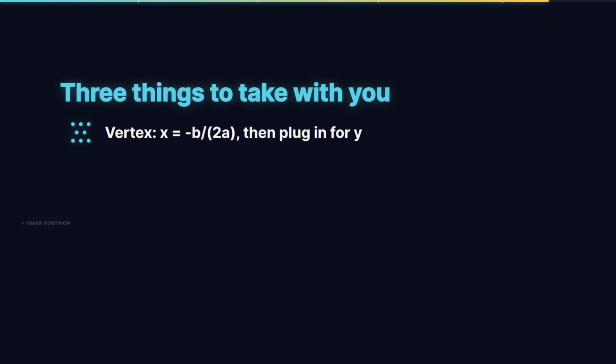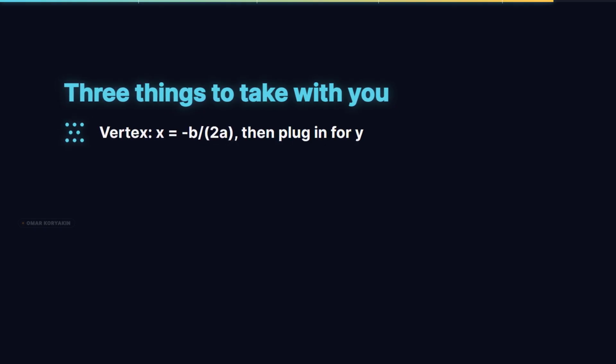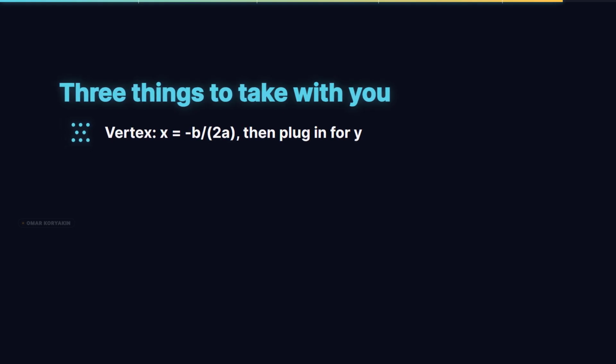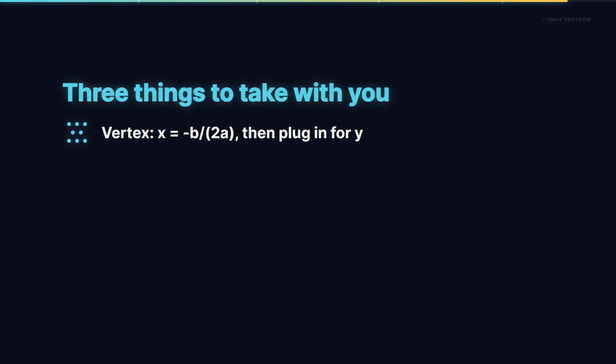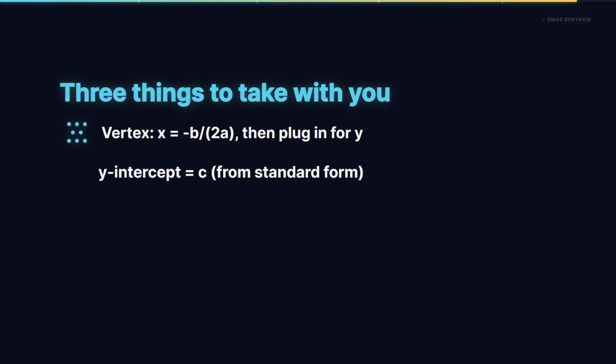Find the y-intercept by reading c from standard form. Set x equal to 0 in y equals ax squared plus bx plus c, and the result is c, always quick. Find the x-intercepts by solving the quadratic equals 0.